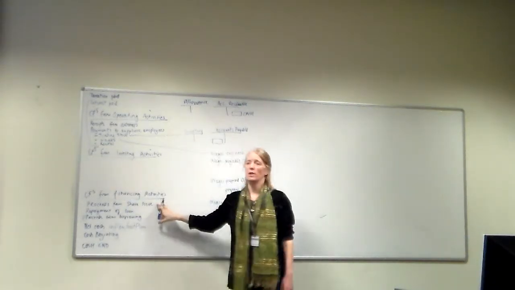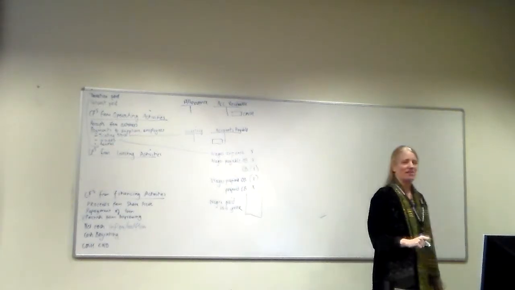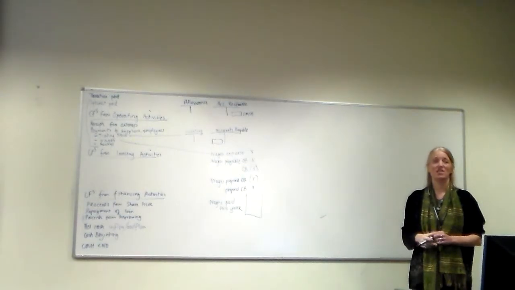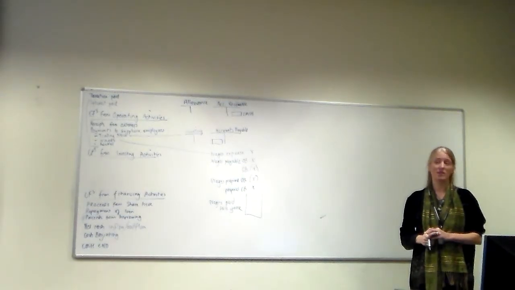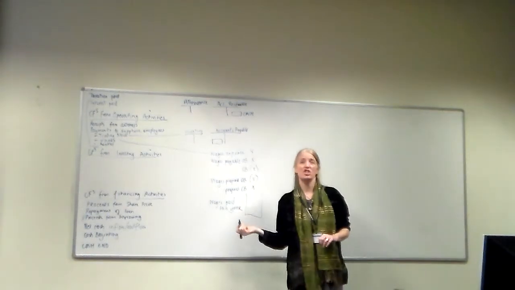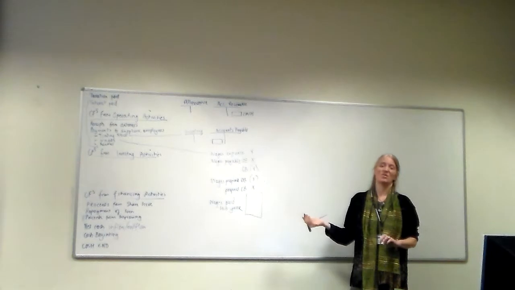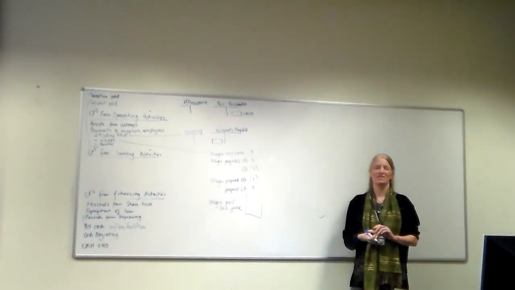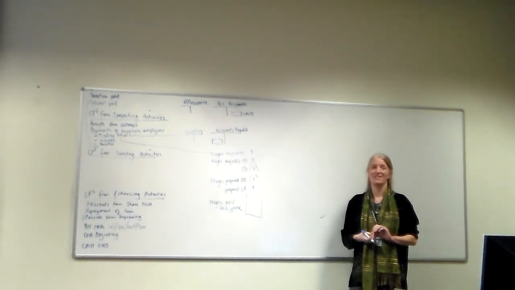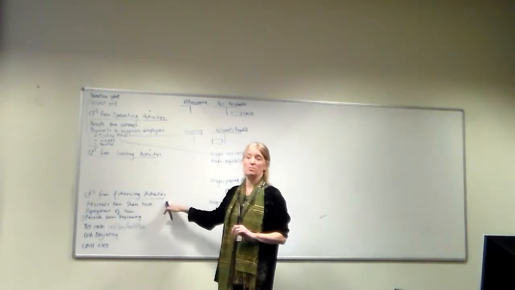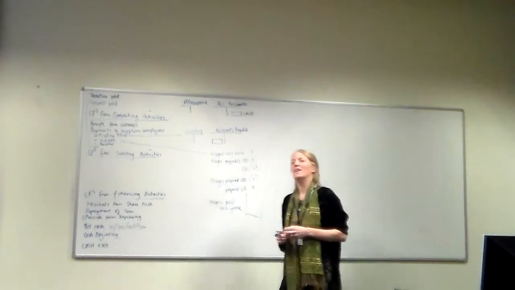Proceeds from share issue. Where do you think you generally find something about that? Balance sheet. Has there been an increase in the shares? So for example, if the opening balance for shares was 500,000 and your closing balance is 700,000, what would you assume? You'd assume there's been an increase and you've obviously issued shares.